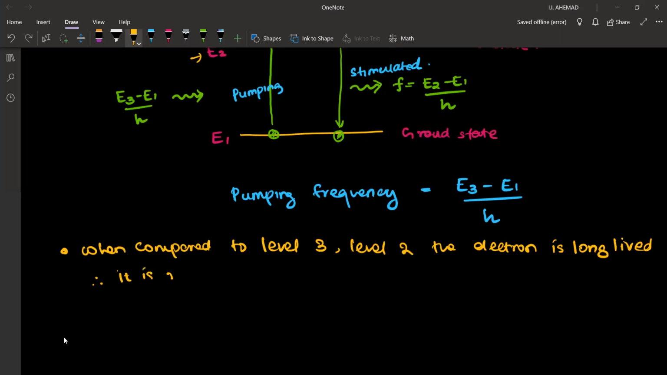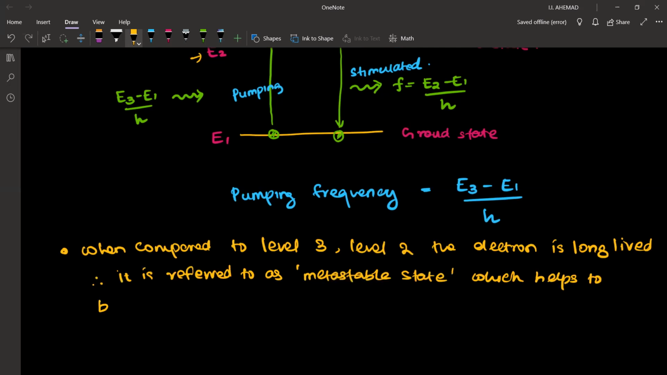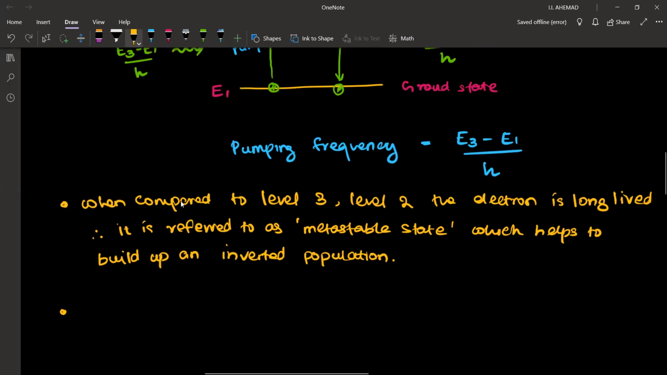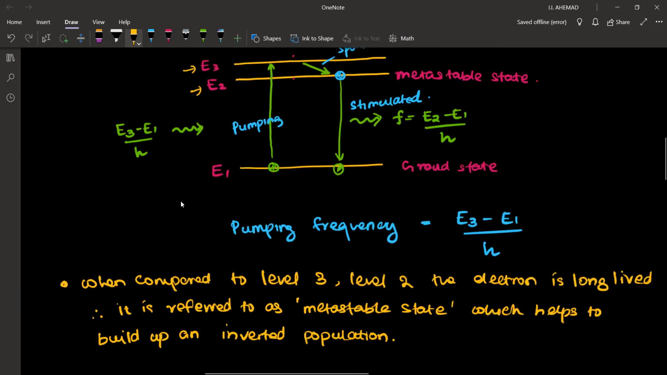Therefore, it is referred to as a metastable state, which helps to build up an inverted population. Next point. So now there are a lot of electrons in level 2. There's an inverted population already set up in level 2.